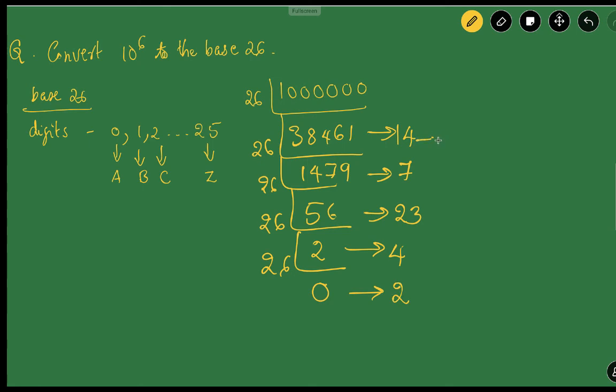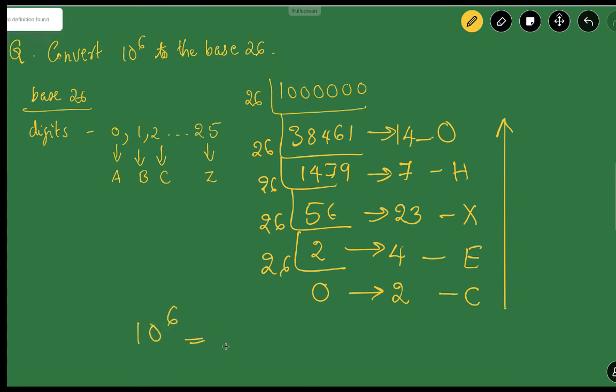14 is equivalent to O. 7 is equivalent to H. 23 is represented by X. 4 is represented by E and 2 is represented by C. So the representation of 10 raised to 6 in base 26 will be CEXHO.